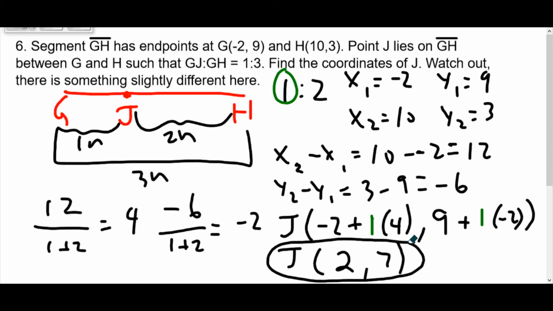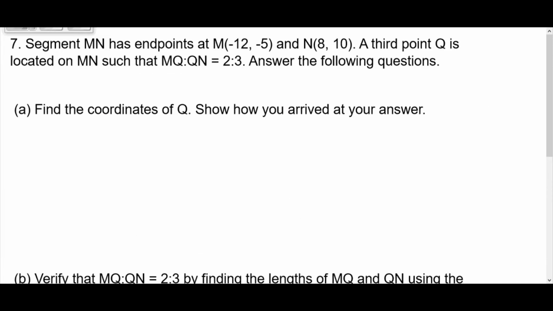Okay, now to our last problem, number 7. And number 7 has a bunch of parts. We have here M is point (-12, -5), and N is (8, 10). The third point Q is located on MN such that MQ to QN is 2 to 3. First we'll find the point Q, so this is going to be very standard to what we normally do.